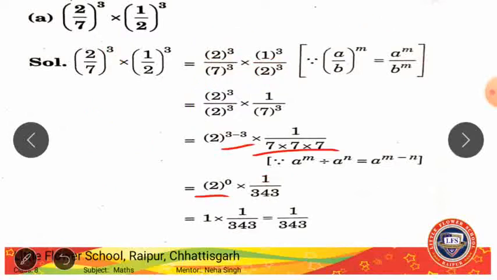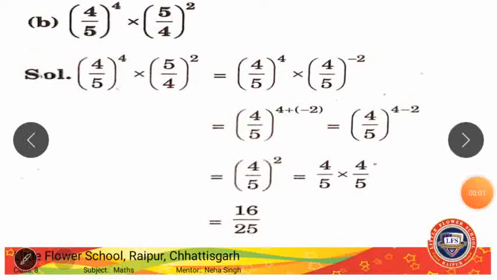And this 7 will be multiplied 3 times, 7 cube. Now we know that a^0 is always 1, so 2^0 will be 1, and here it will be 7 into 7, 49, 49 into 7 is 343. So what are we left with? The answer 1 upon 343. This is the answer, right? Let us move on to the next question now.